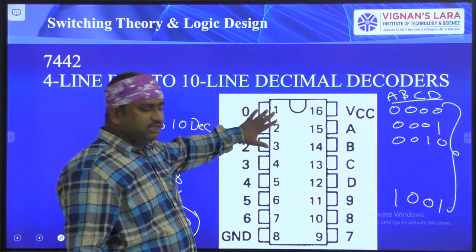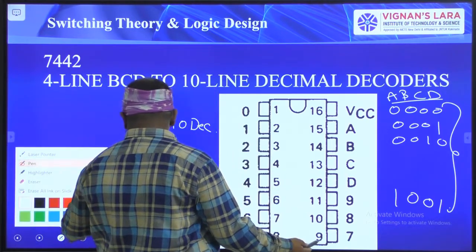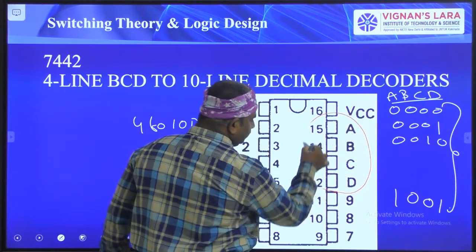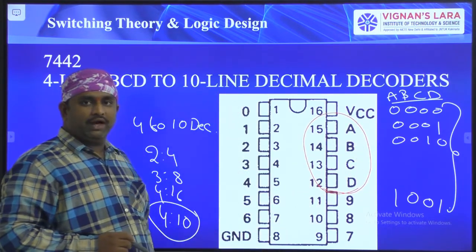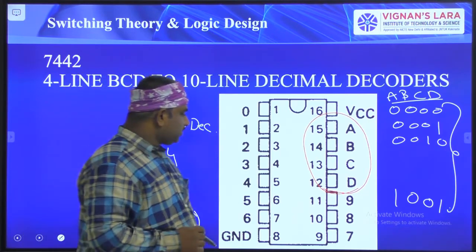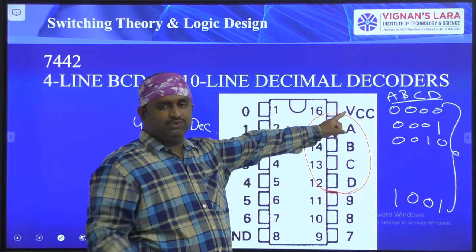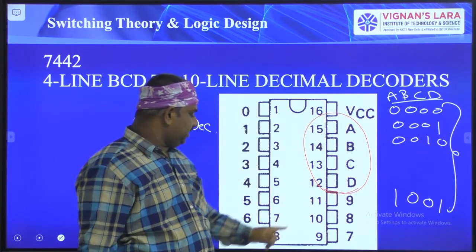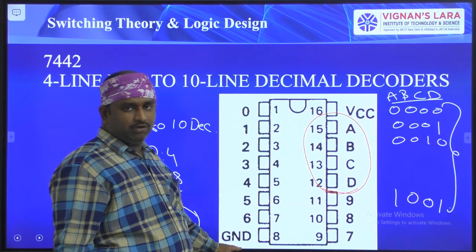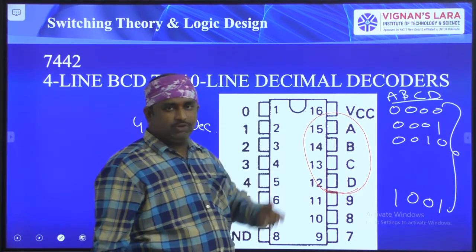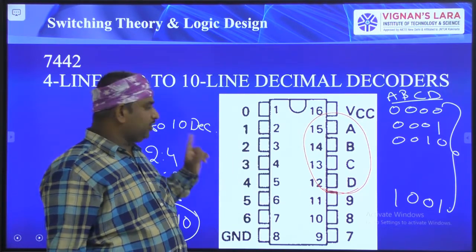So see here, this is the IC diagram. In this IC diagram, these 4 are the ABCD inputs. Next, for each and every IC we have the power supply pin VCC and the ground pin. The 8th pin is the ground pin, and the 16th pin is the VCC, and this is a 16 pin IC.